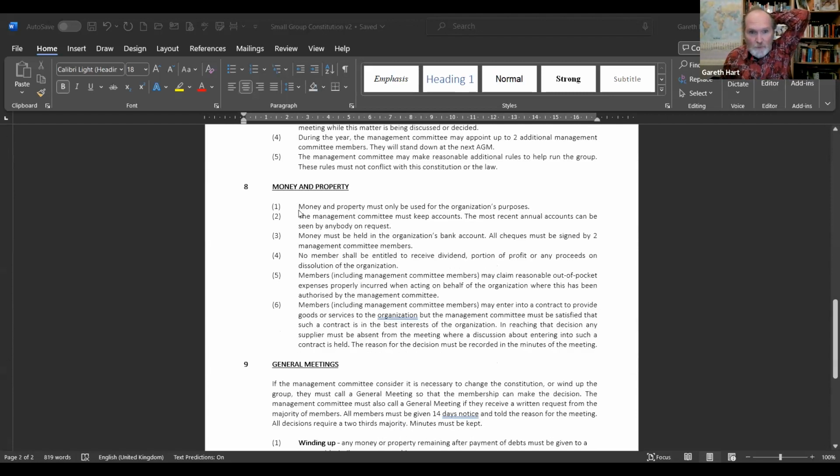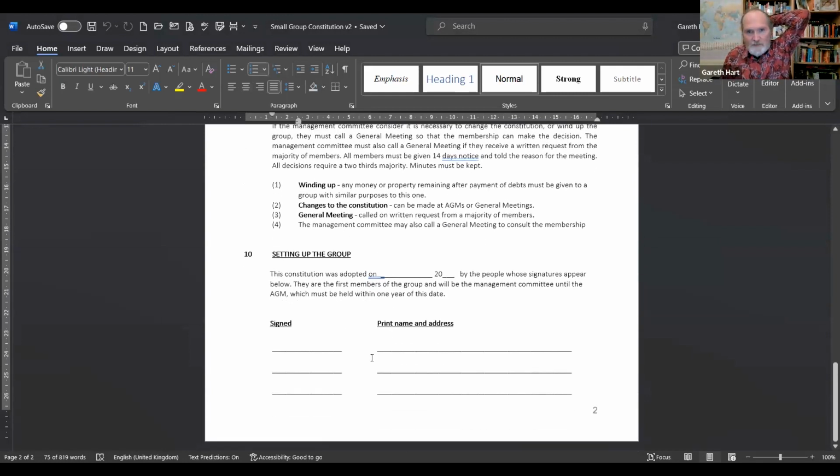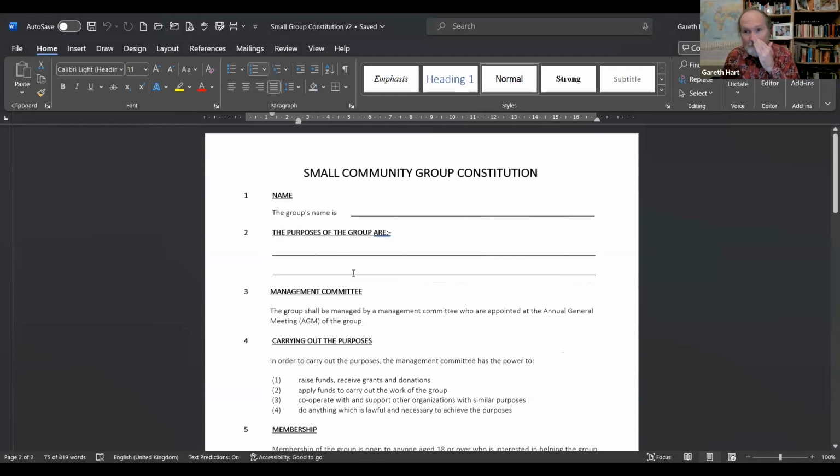A really important one is money and property. This one says money must be used for the organisation's purposes, and it must keep accounts in a bank account. This one does allow for members of the committee to be paid, so you can be paid and enter into a contract. Then other types of meetings, what happens if you close down, date, signed, that's it. So that's what a constitution looks like. It can be as simple as that, and that creates that simple community group.